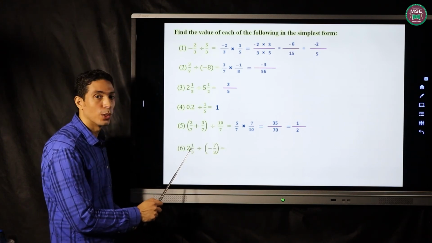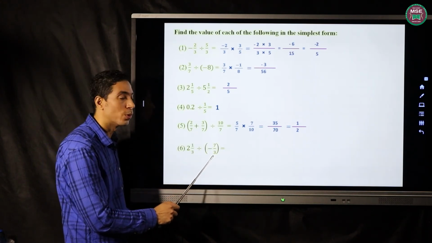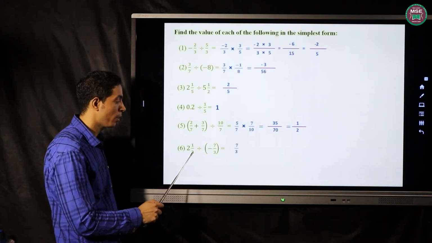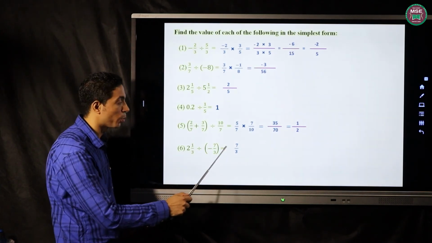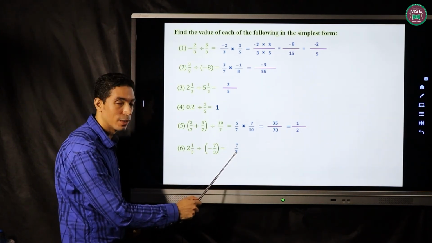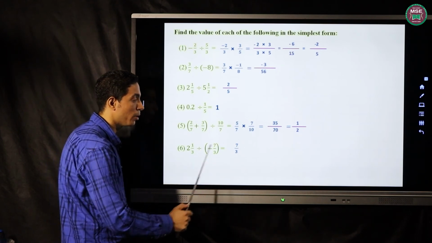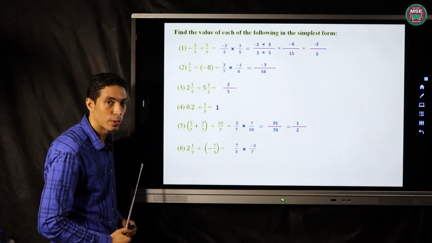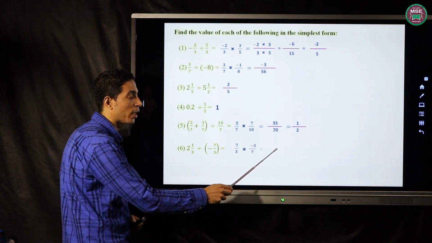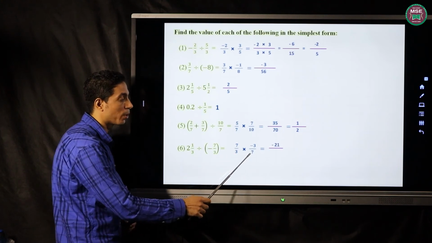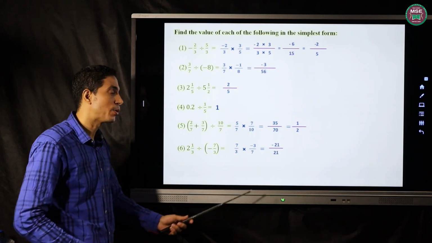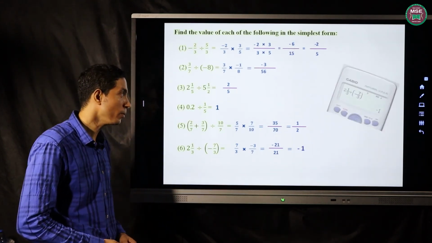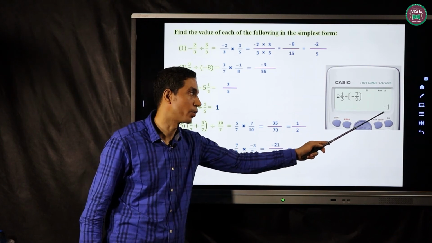Number 6, 2 and 1 over 3 divided by negative 7 over 3. First, we convert the mixed fraction to a fraction. 3 times 2 equals 6, 6 plus 1 equals 7, and the denominator is 3. The division becomes multiplication, and negative 7 over 3 becomes negative 3 over 7. 7 times negative 3 equals negative 21, and 3 times 7 equals 21. And the simplest form of negative 21 over 21 will equal negative 1. And you can check your answer by calculator.